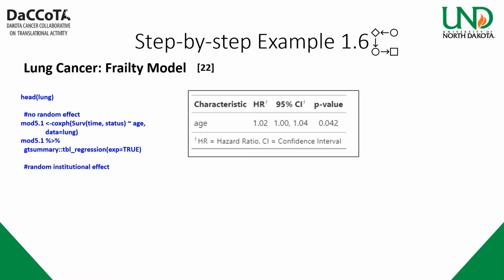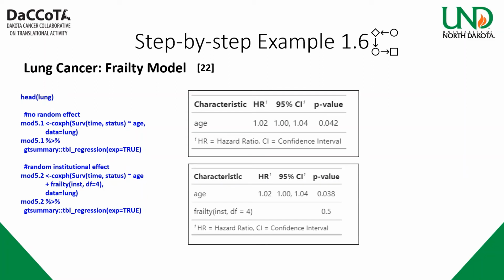So what if we add an institution effect? Because these lung cancers were from different institutions. So let's add a frailty term. In this model it's plus frailty, then institution, and then the degrees of freedom, which was 4 for this. And then we'll do a summary here.